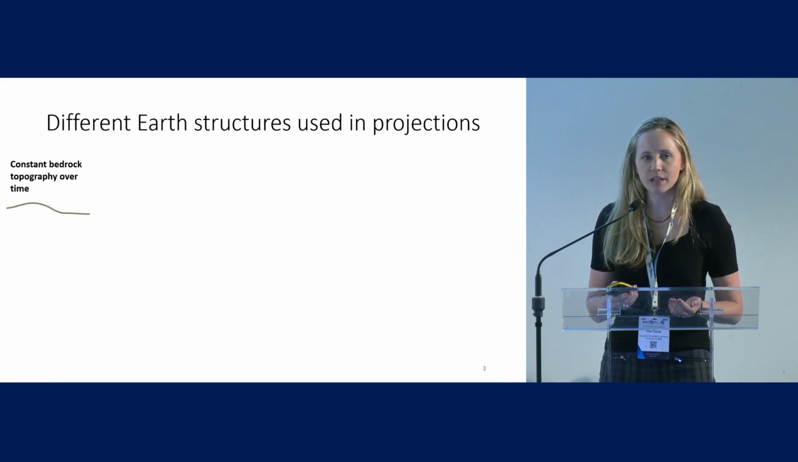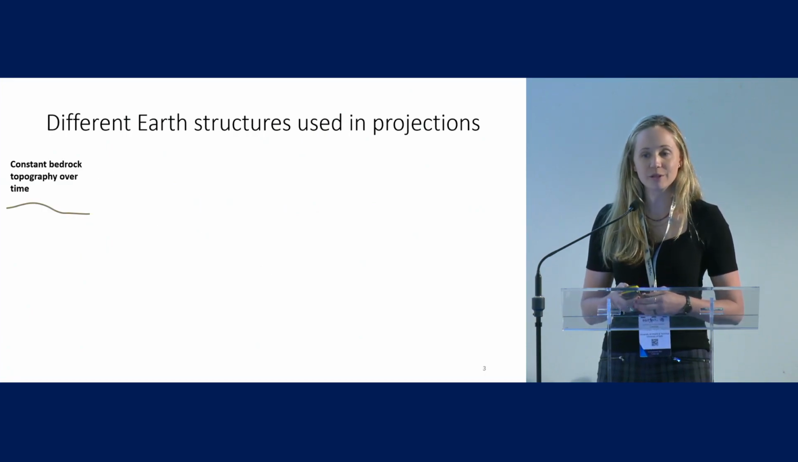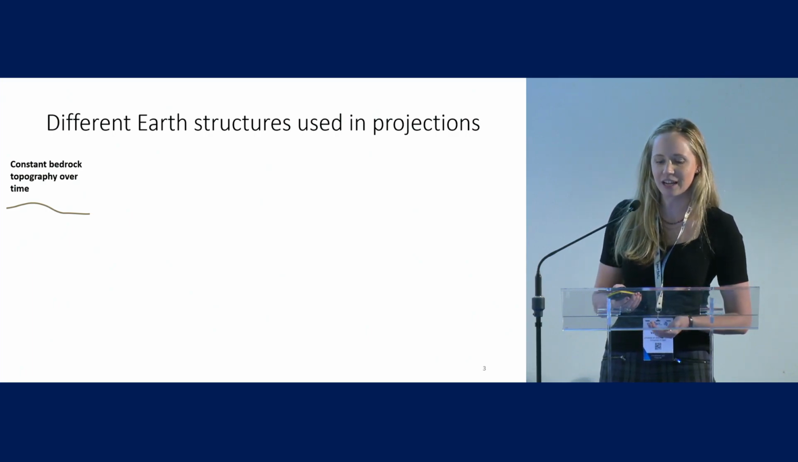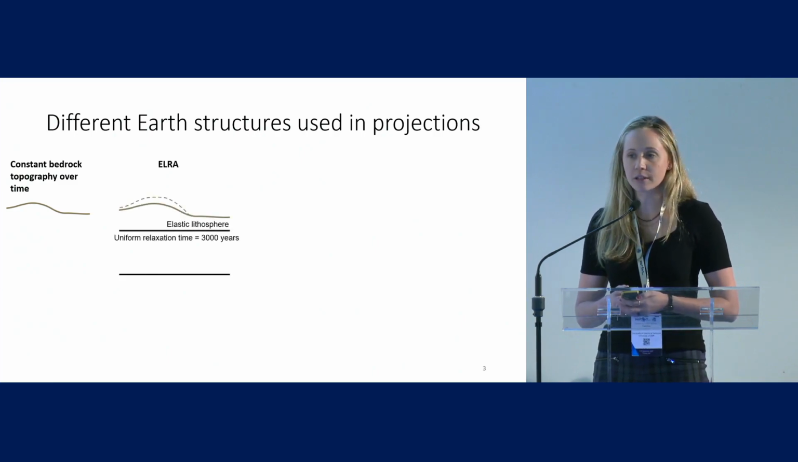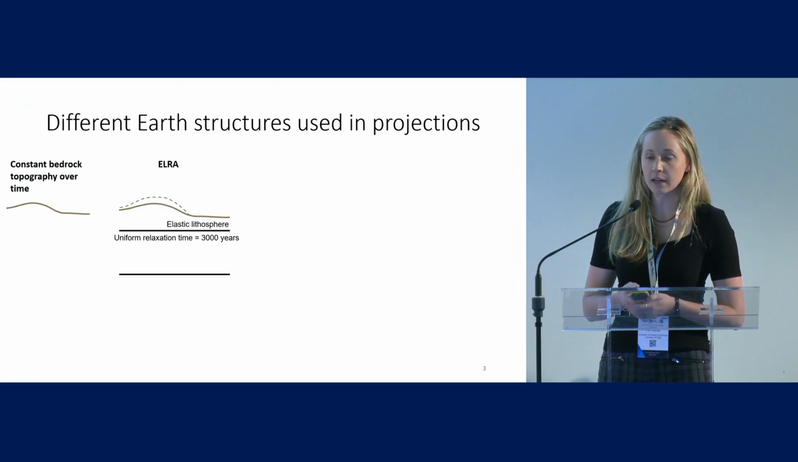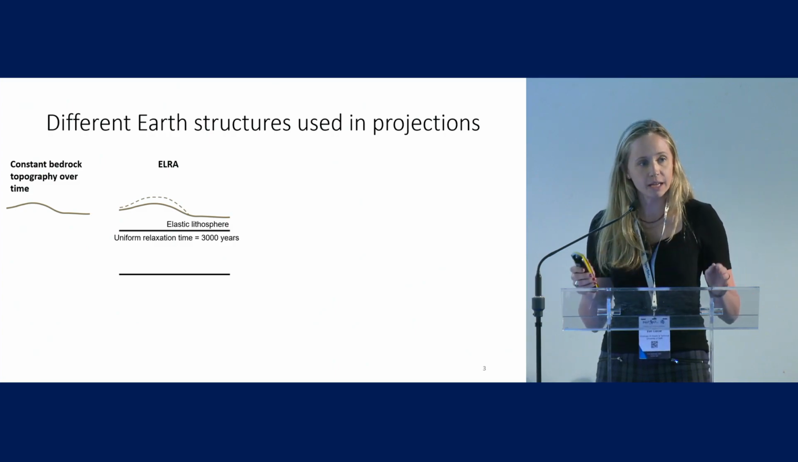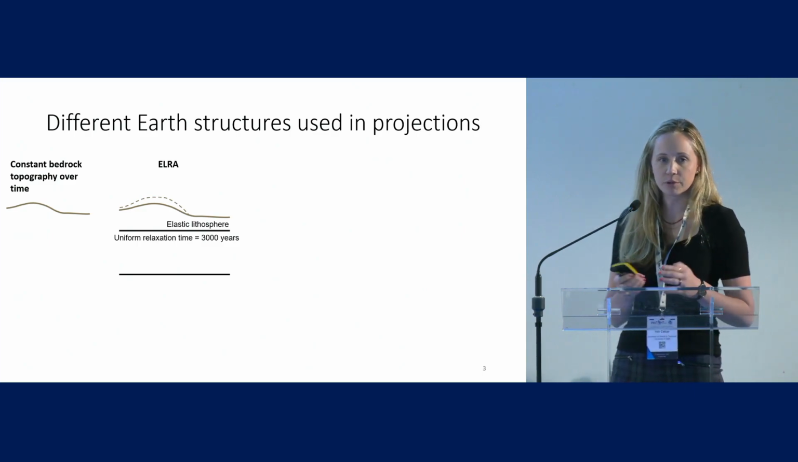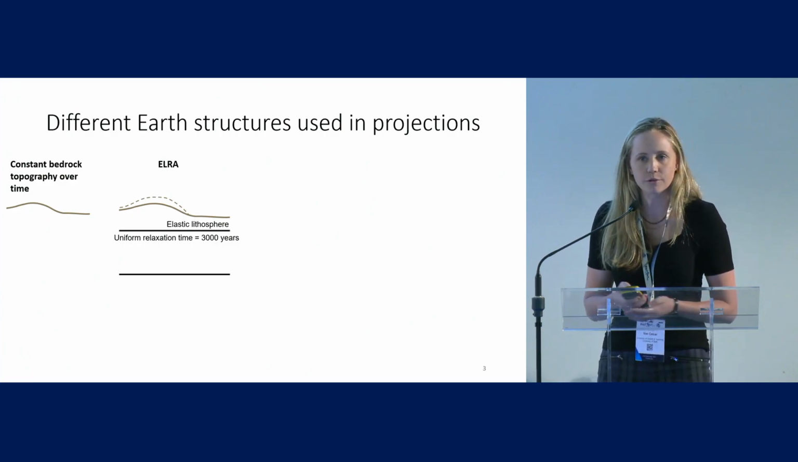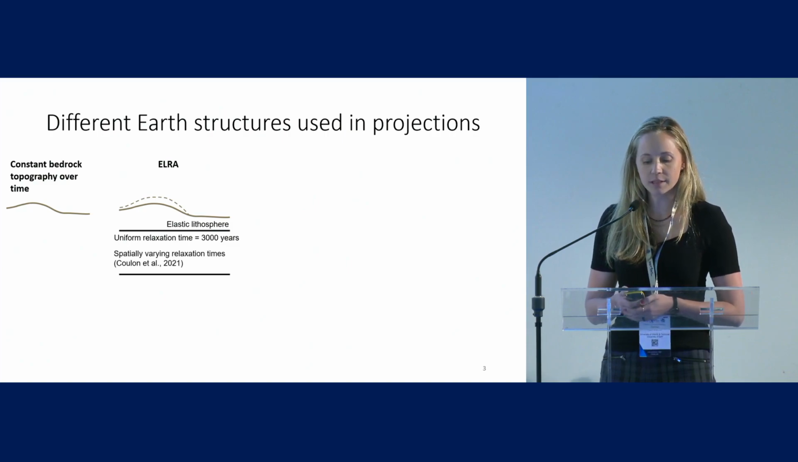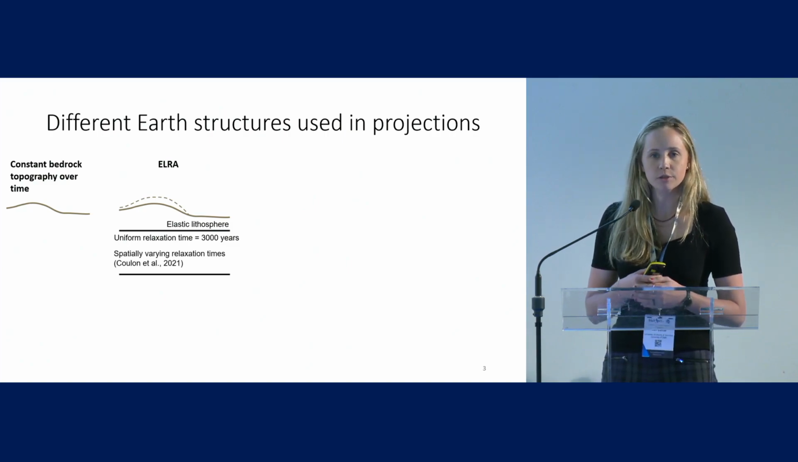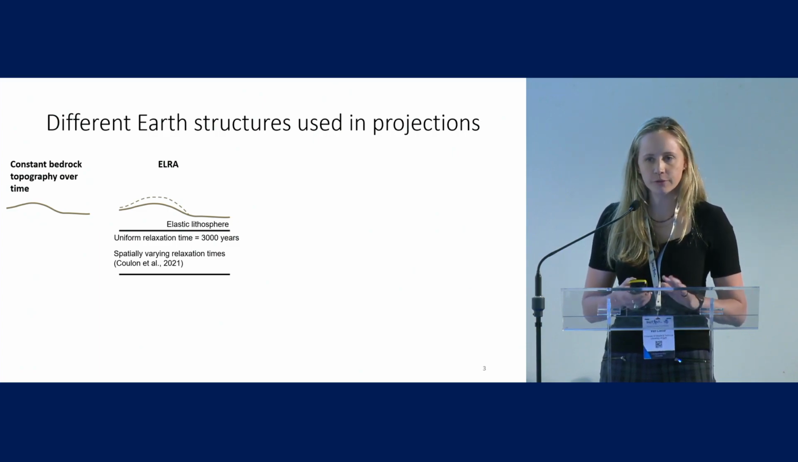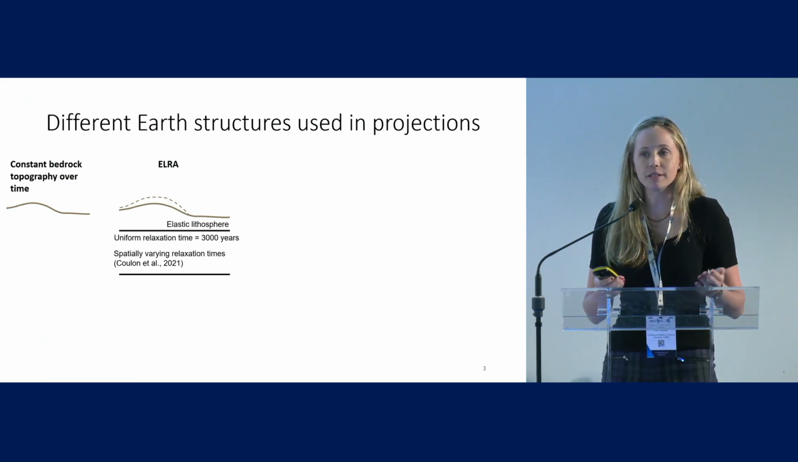Now, when we look at projections that have been done until now, most of the projections for Antarctica use a constant bedrock topography over time, so that means that there's no GIA at all. But then there's also more recent studies that use the LRAM model, which is a two-layer flat Earth model with an elastic lithosphere and a uniform relaxation time that people set to 3,000 years, which is some sort of a global mean. But there's also one study from Coulon et al. that uses a spatially varying relaxation time with the LRAM model. So there's a few of these. But the LRAM model is a simplification.